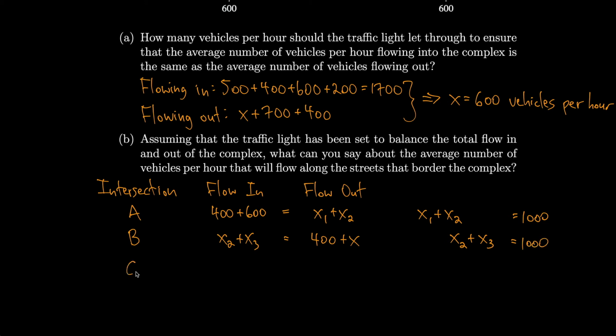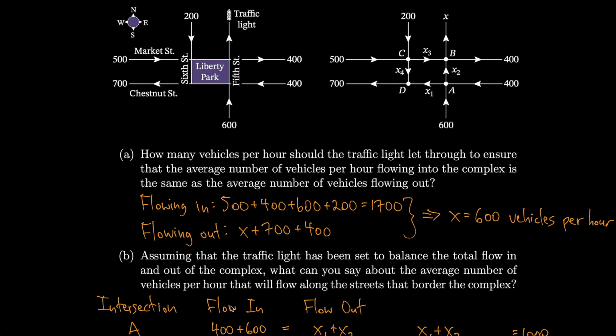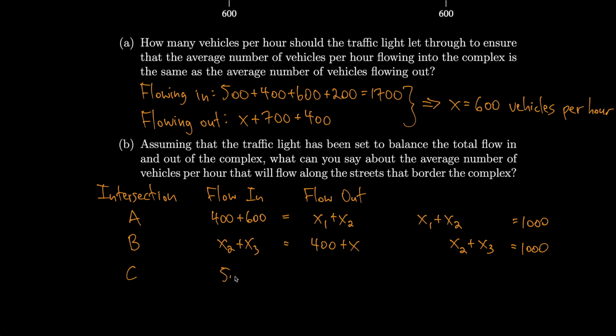Let's do intersection C now. In we've got 200, 500, and out we've got x3 and x4. So 500 plus 200 should be equal to x3 plus x4. So x3 plus x4 should equal 700.